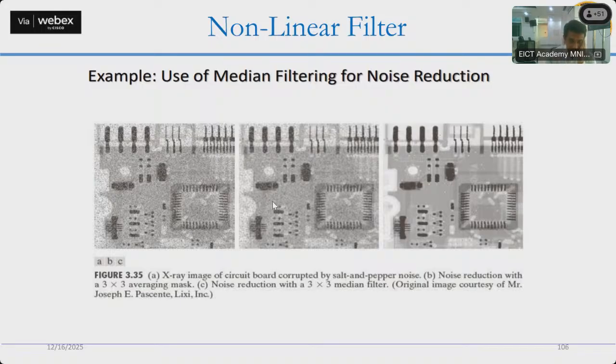Here we can see the chip part. In the chip part, you can see the X-ray image, where salt and pepper noise is present. When you do the noise reduction with 3 by 3 averaging, which is basically the smoothing filter, and when you apply the median filter, on the right-hand side you can see that the median filter provides a much better result, and you are able to notice many details.